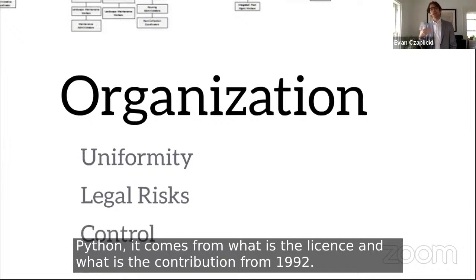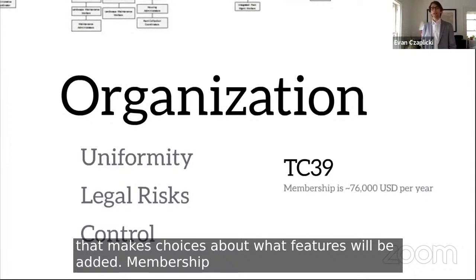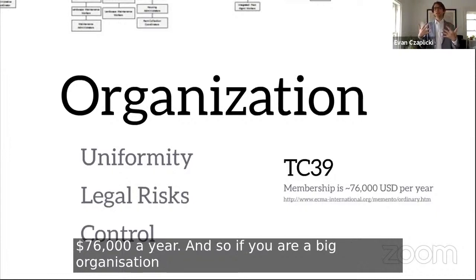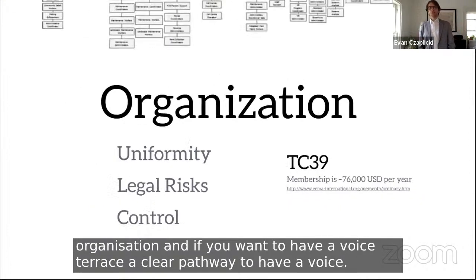And the other thing is having control over the future of the language. So in JavaScript, there's this committee called TC39 that makes choices about what features will be added, and membership to have a vote is about $76,000 a year. So if you're a big organization and you want to have a voice, there's a clear pathway to have a voice.